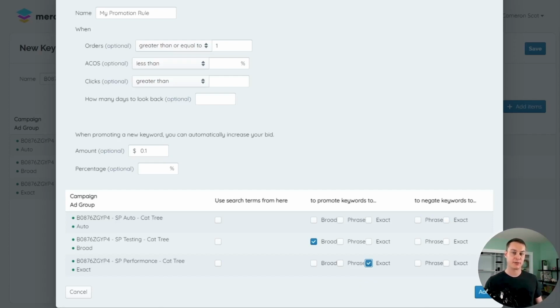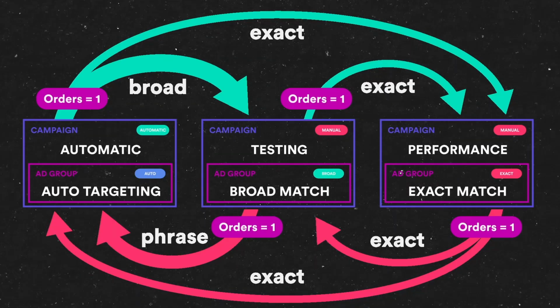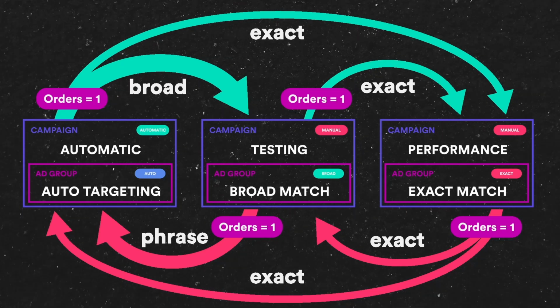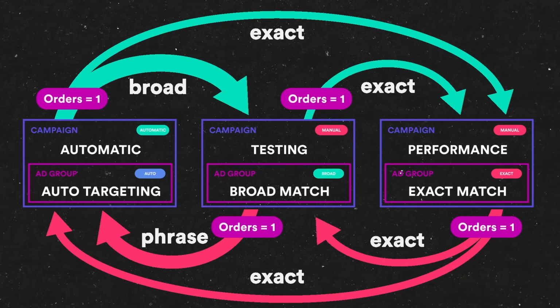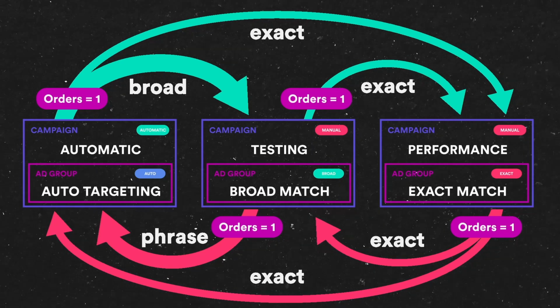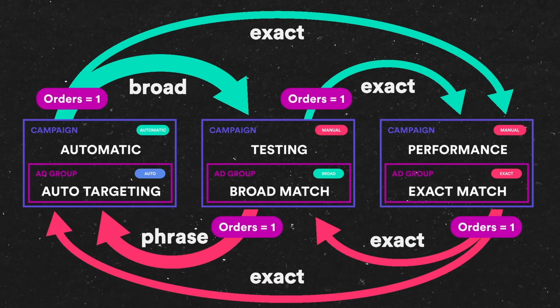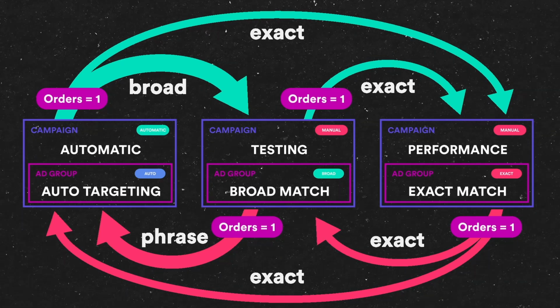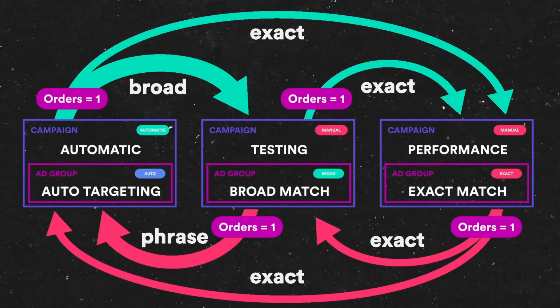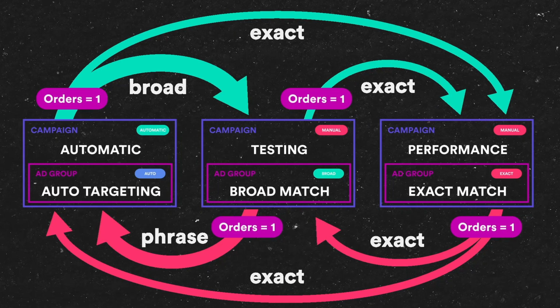Next, we want to add this search term as a negative keyword to the correct ad groups. Looking at our campaign structure again, we want to add the search term as a negative phrase match to our automatic campaign, so our new broad match keyword won't have as much overlap in targeting. And we want to add it as a negative exact match for our manual testing campaign, since it will now be targeted as an exact match in the performance campaign.